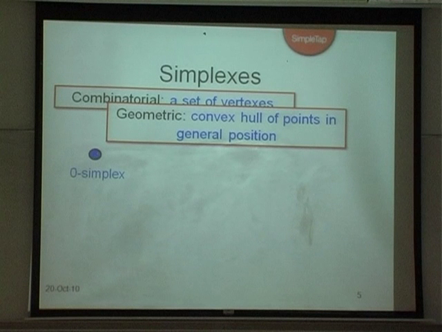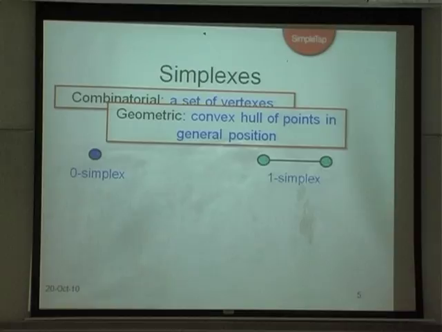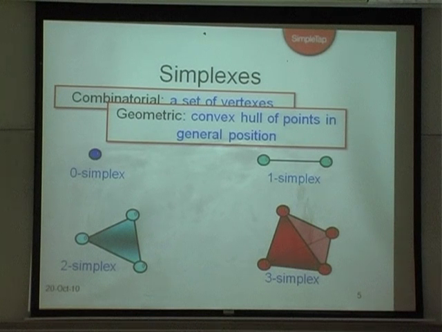So a zero-dimensional simplex is just a single vertex. A one-dimensional simplex is an edge, two vertices and the edge between them. The edge between them doesn't show up in the combinatorial description, but we need it for the geometric description. A two-simplex is a solid triangle. And I emphasize, it's a solid triangle. It's not the boundary of the triangle. It's the interior points as well. A three-simplex is a solid tetrahedron. And then you can do the same up to arbitrary dimensions.